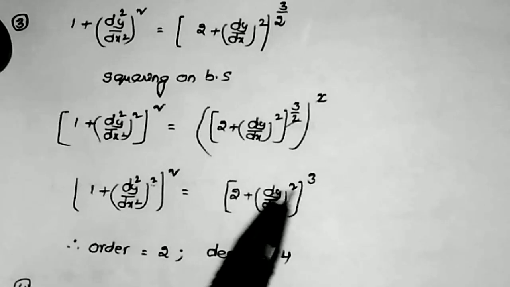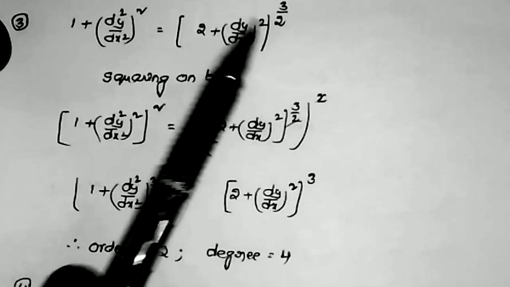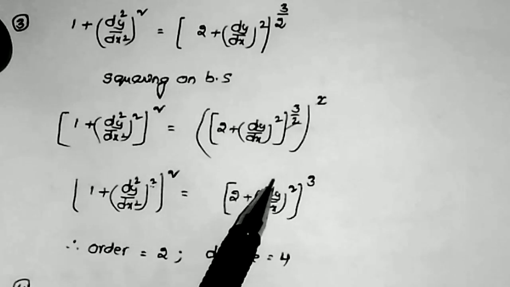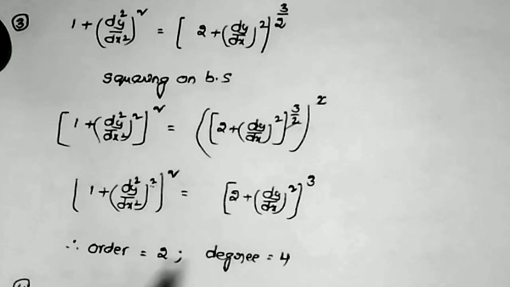So first of all, to eliminate the radical power from the given equation we have to do squaring on both sides of this equation. After that we can take the order and degree of the given differential equation.